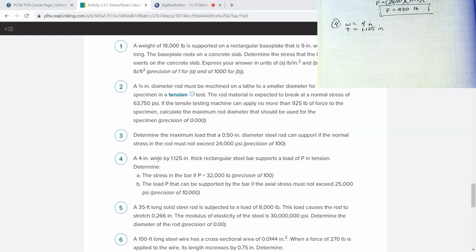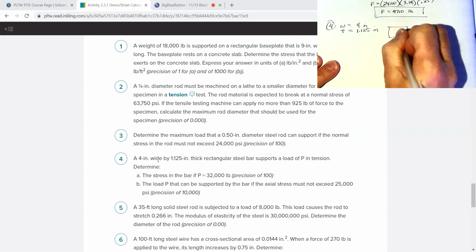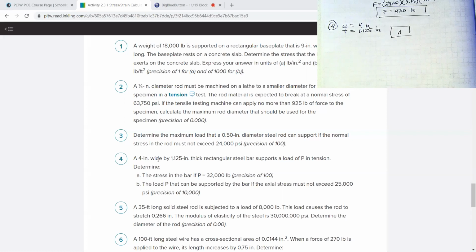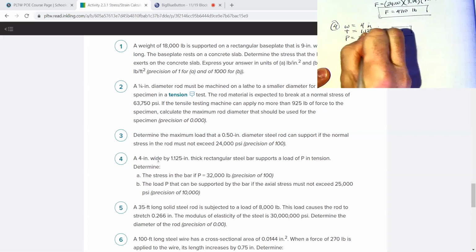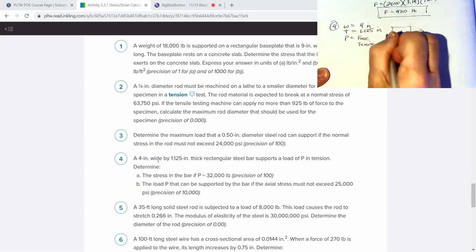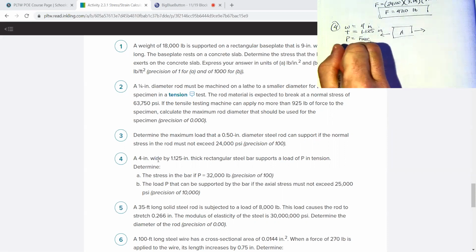1.125 inches, rectangular steel. So you know this is going to have an area of whatever those things are. And it says determine P, the force. So P equals the force. It's a tension, meaning that it's trying to be pulled apart. Tension means it's pulling it apart. If the stress in the bar, determine the stress. Okay, this is part A.